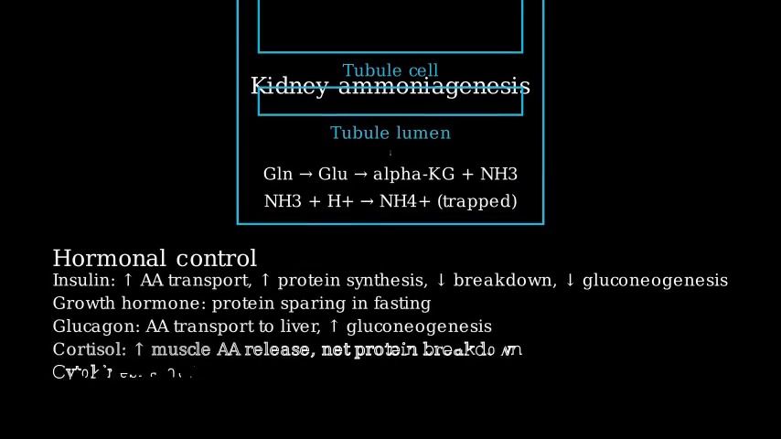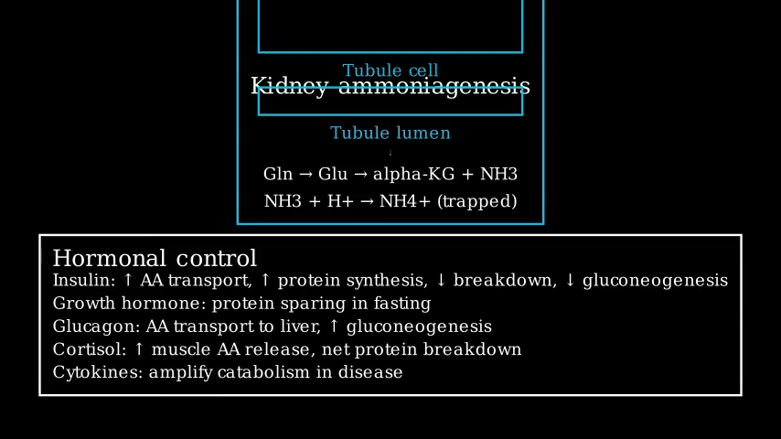Hormones coordinate the flow. Insulin after meals drives amino acid entry and protein synthesis. Growth hormone helps spare protein in fasting. Glucagon and cortisol favor using amino acids for glucose and increase muscle release. In illness, cytokines amplify this catabolic push.